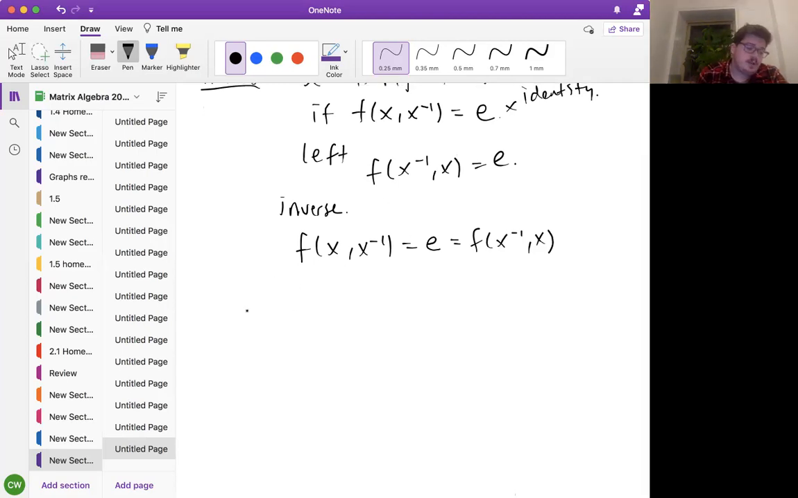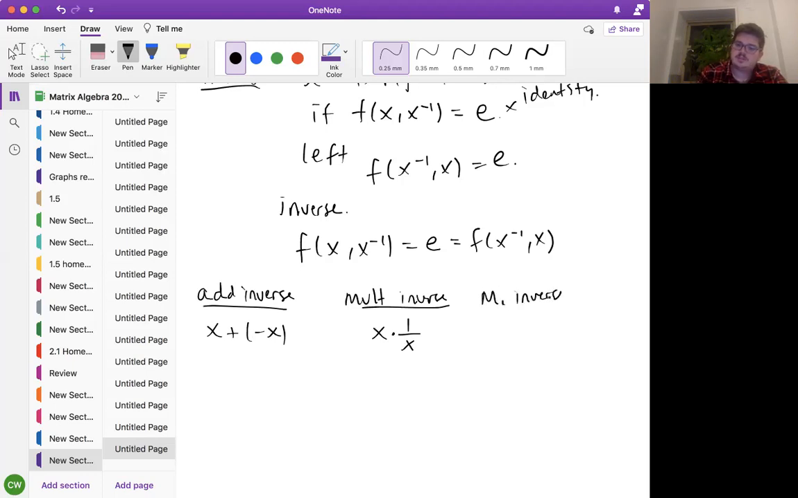So let's just do an example. The additive inverse is the negative x. The multiplicative inverse is 1 over x. Matrix inverse, right, it depends on the matrix, but it's A inverse.